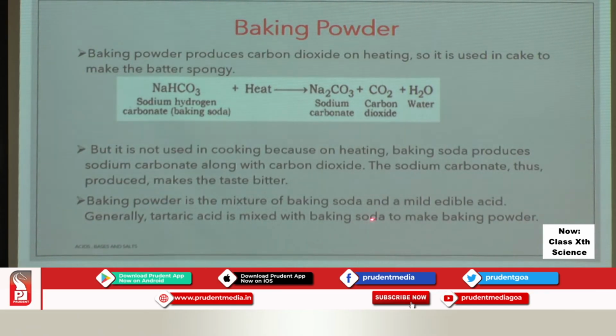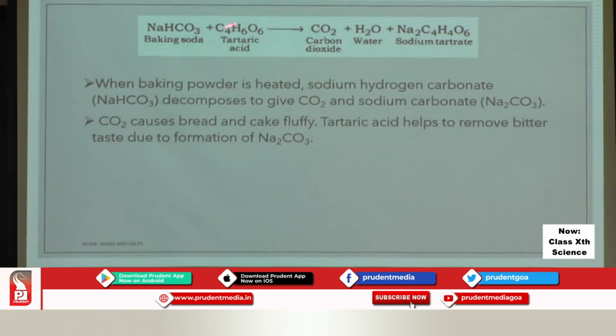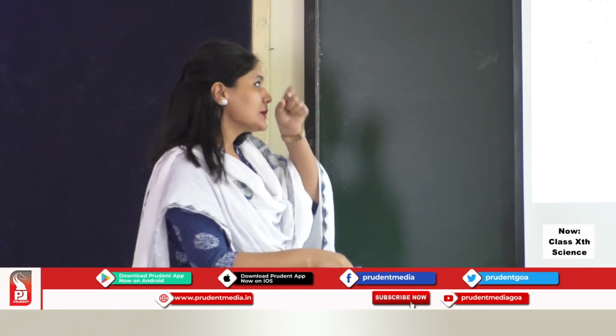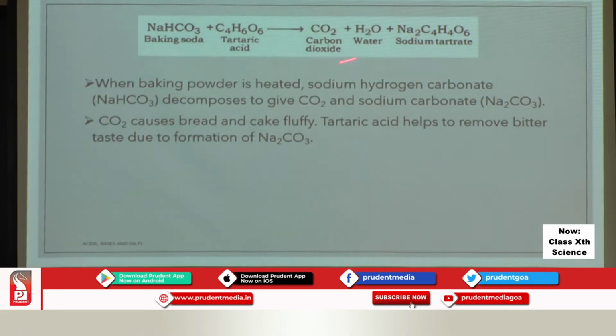You know the natural source of tartaric acid is tamarind. So baking powder is a mixture of baking soda and a mild edible acid, and tartaric acid is mixed with baking soda to make baking powder. But if you just heat baking soda and get sodium carbonate, this is going to give a bitter taste to the food. When baking soda is mixed with a mild acid, that is tartaric acid, an organic acid whose natural source is tamarind, it releases carbon dioxide, water, and what we get is sodium tartarate.